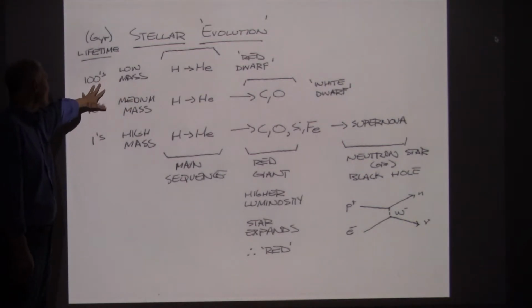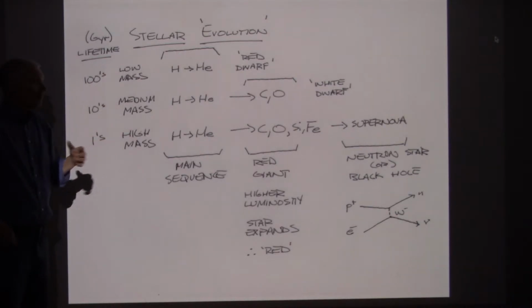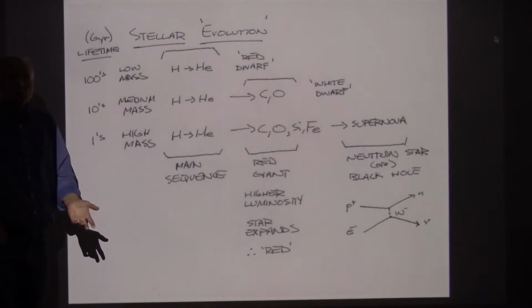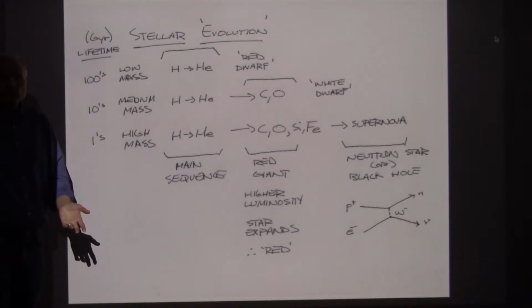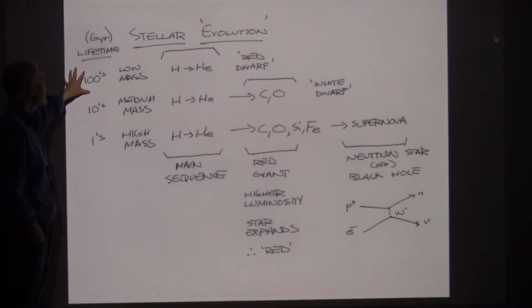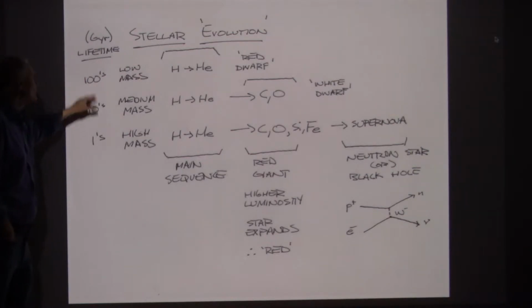But remember, that could go on for hundreds of billions of years. That's longer than how long the current universe has been in existence. So all of the low mass stars that have formed, they're still out there, and they're going to be shining for a long, long time.